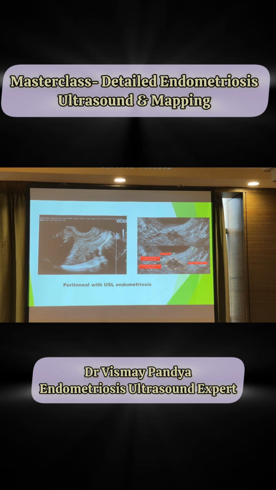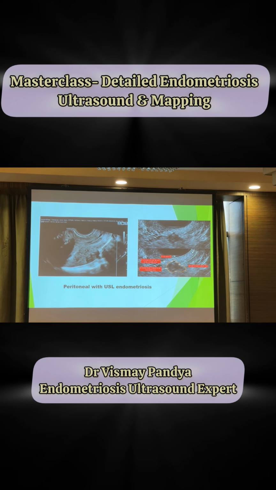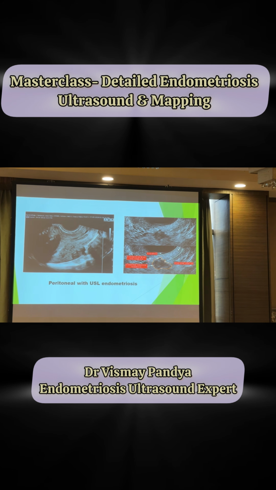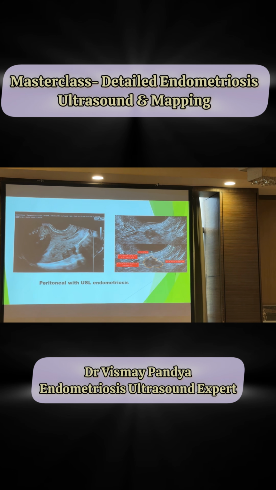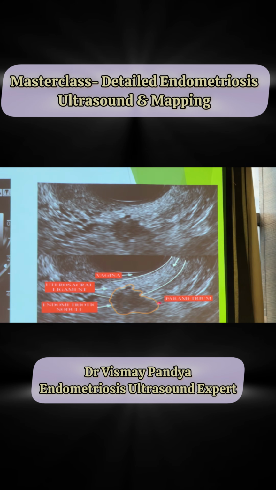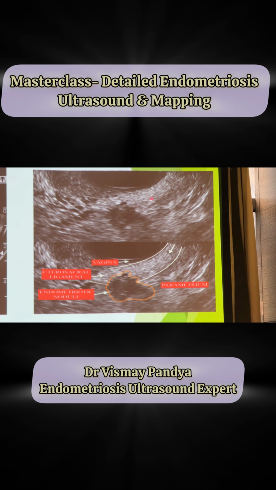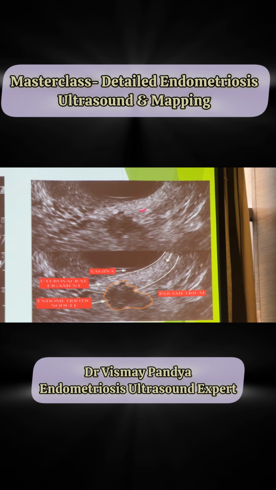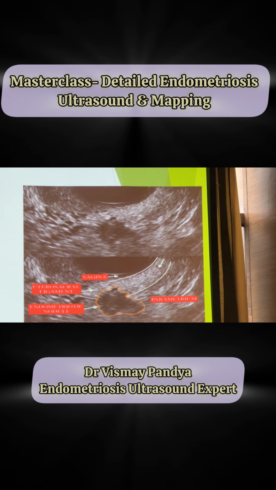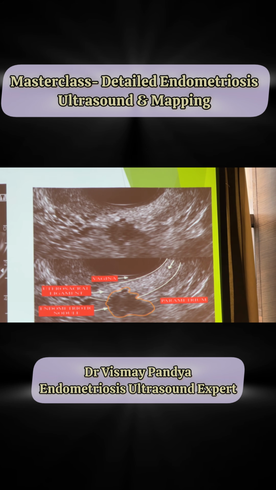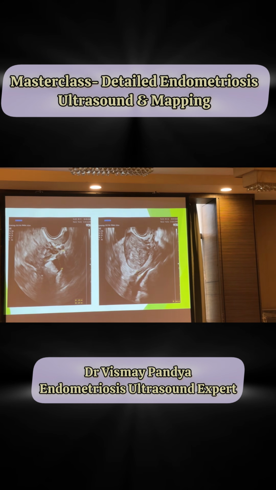Okay, so you can see on the right, as I said, this is the nodule. This is the uterosacral ligament. This is the uterus here. So this is a definite nodule, this one. Okay, hyperechoic. You can see this white structure. If there is white, it is thickened.